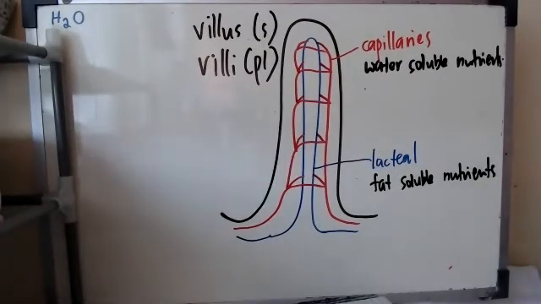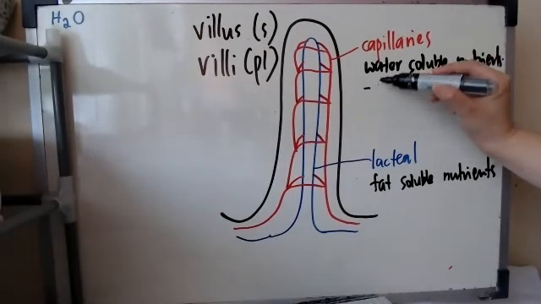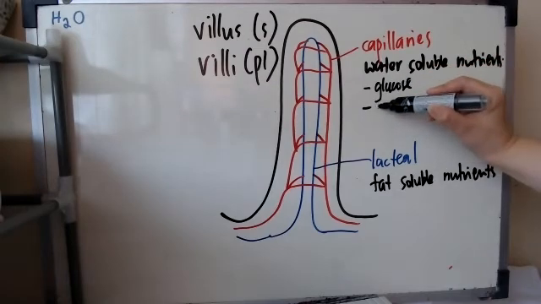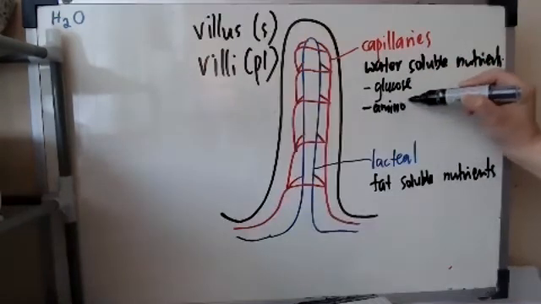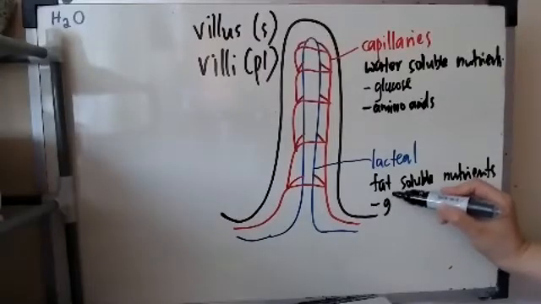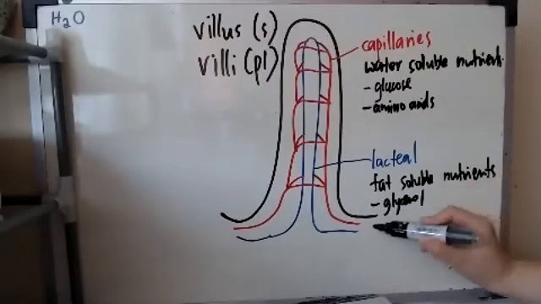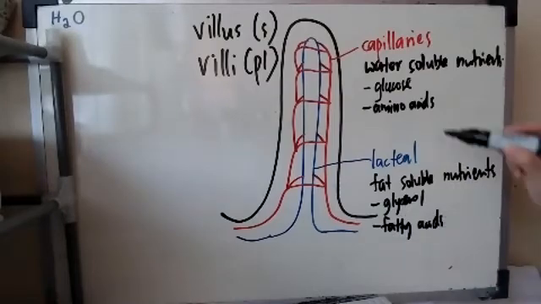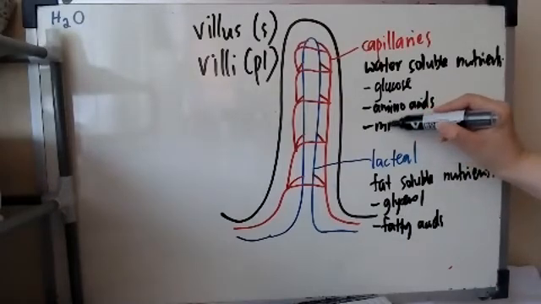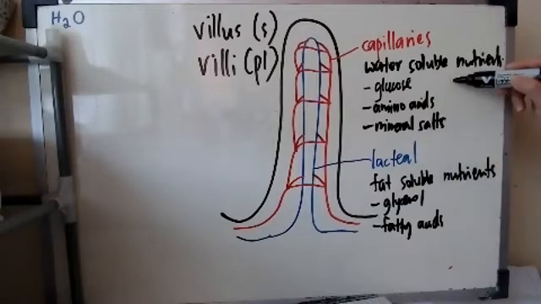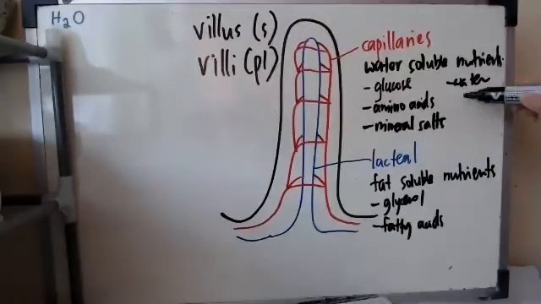So what are the water-soluble nutrients? You start with carbohydrate. The basic unit of carbohydrate is glucose. The basic unit of protein is amino acid. The basic units of fats are glycerol and fatty acids. Then we have mineral salts. All mineral salts are soluble in water. And then lastly, of course, water itself and vitamins.